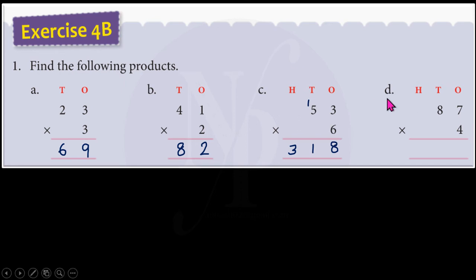Next question, D. 87 into 4. So we will multiply 7 by 4 first. So 4 sevens are 28. So 28 is regrouped as 2 tens and 8 ones. And now we multiply 8 by 4. 4 eights are 32. 32 plus 2 is 34. And 34 tens are regrouped as 3 hundreds and 4 tens. So the product is 348.